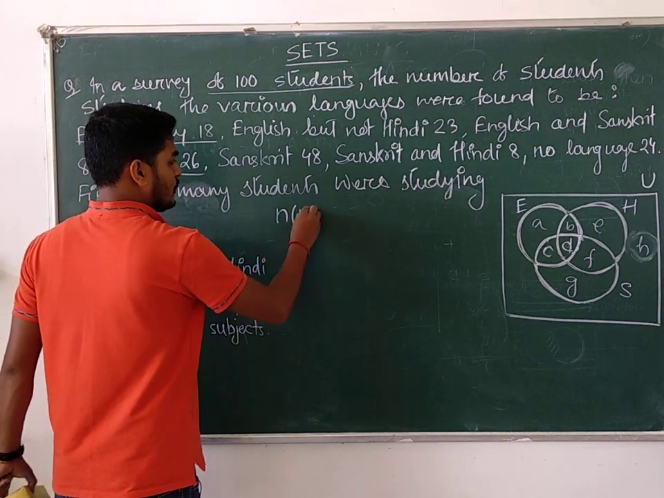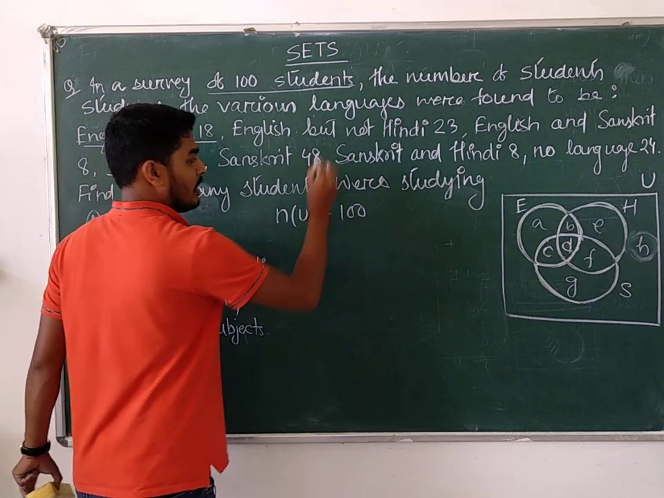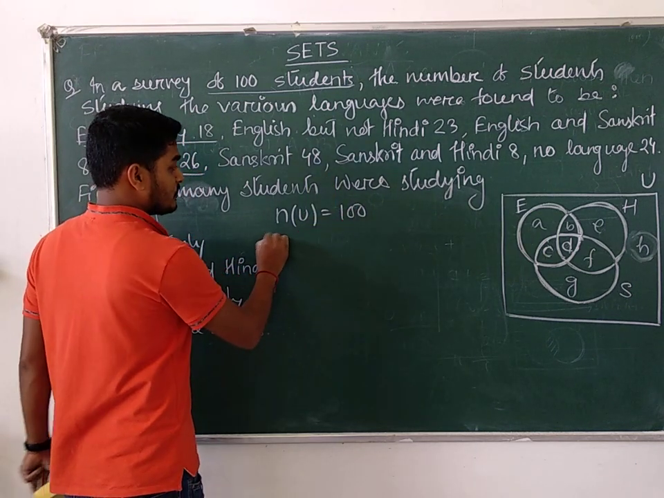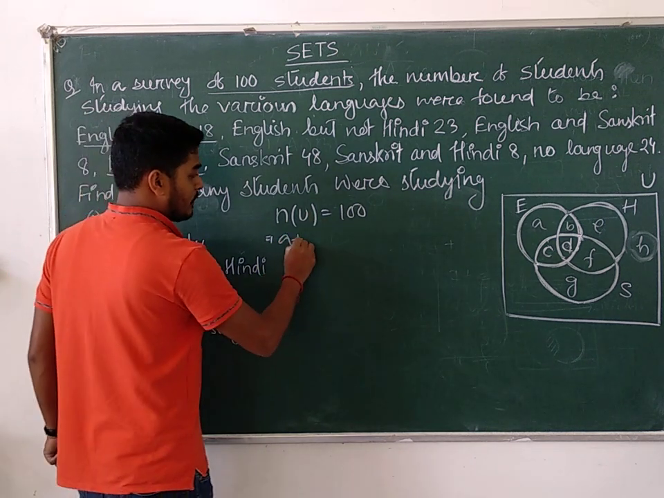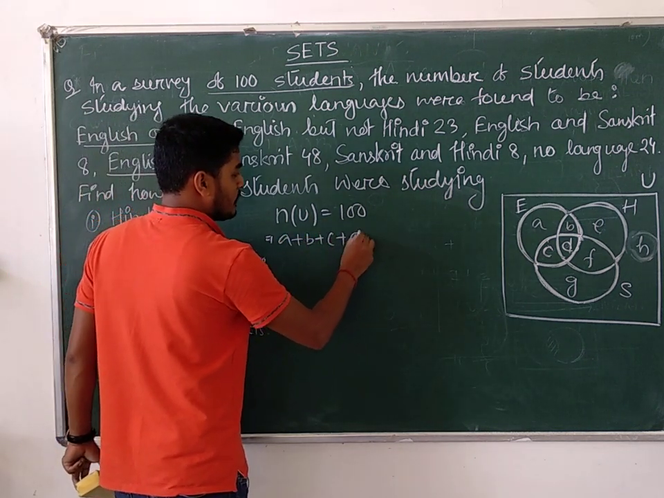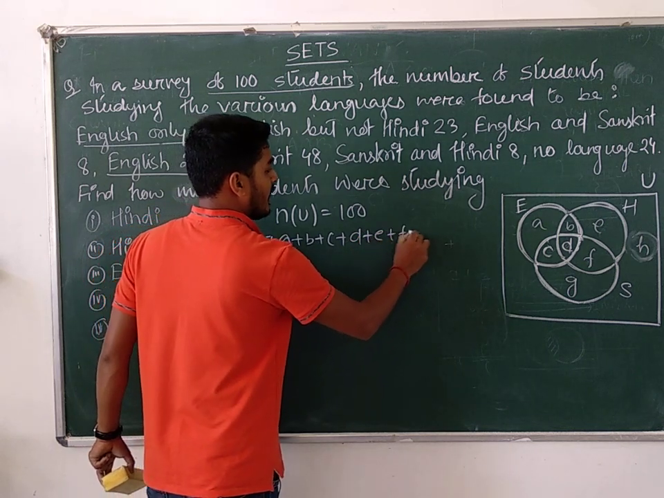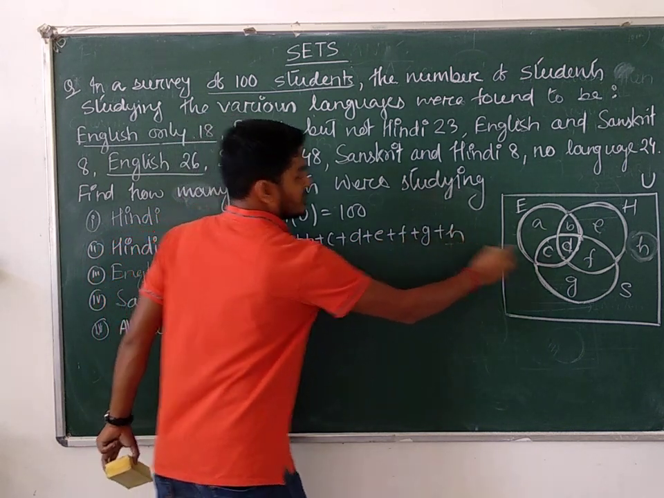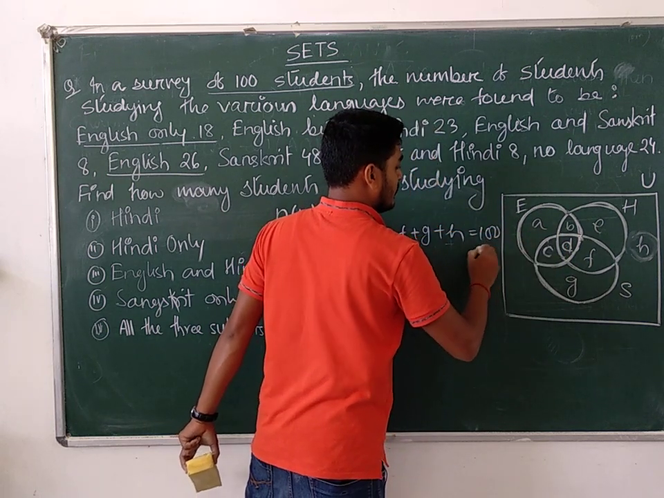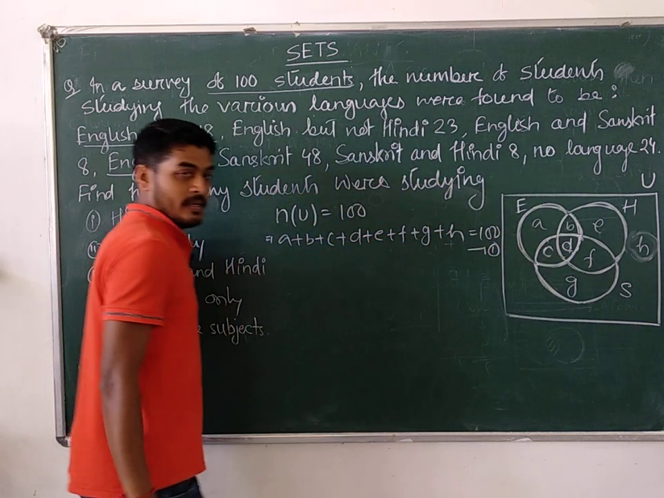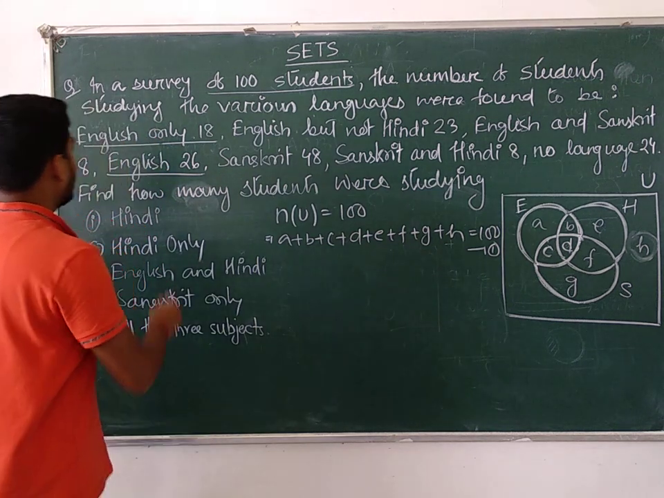n of U, the universal set, is equal to what? 100. So what is the expression? n of U is equal to 100 means we write each portion of the universal set separately: A plus B plus C plus D plus E plus F plus Z plus H. H is also there, which lies inside the universal set, is equal to 100. Equation number 1.